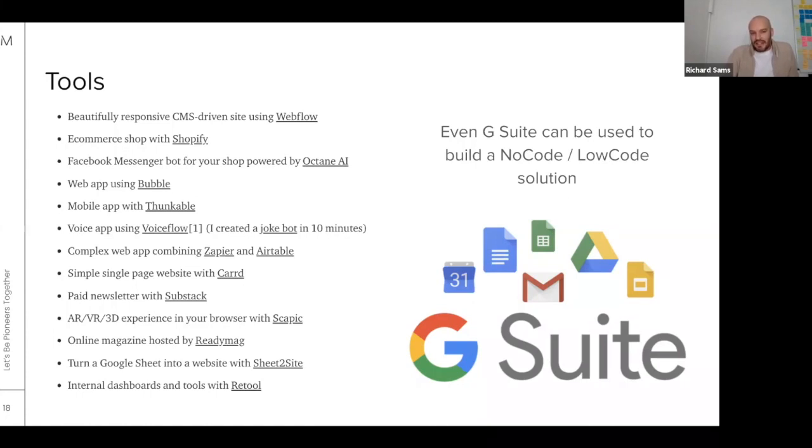You could do an online magazine hosted by ReadyMag, turn Google Sheet into a website with Sheet to Site, and internal dashboards and tools with Retool. So you're already beginning to see the breadth, and that's like 10 or 12 examples of some of the things that you can do. So it's very much a research piece in this.